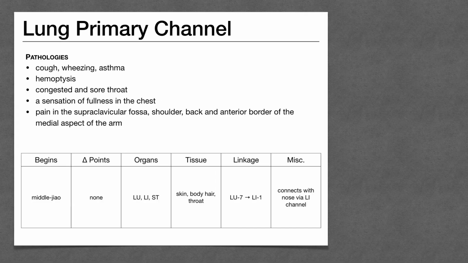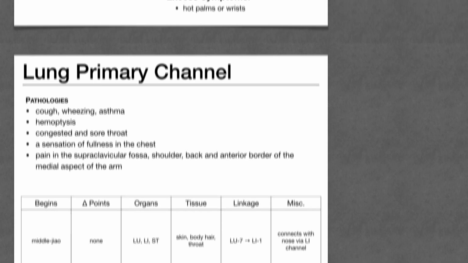So here we have an overview of the pathologies of the lung. All of these should make sense. Cough, wheezing, and asthma because the lung controls respiration and has a descending action. Congested and sore throat because the channel ascends to the throat. Fullness in the chest because of that diamond pattern across the chest. And then we have just pain along the channel.